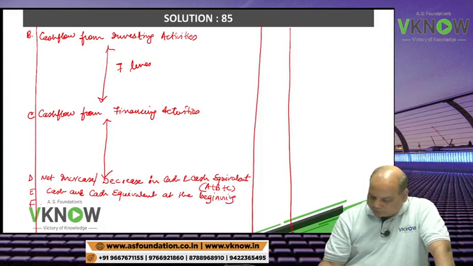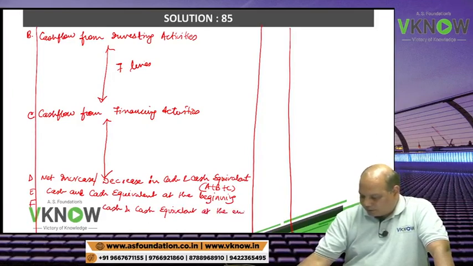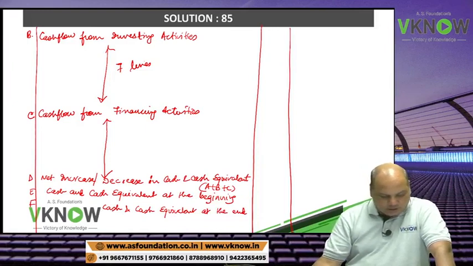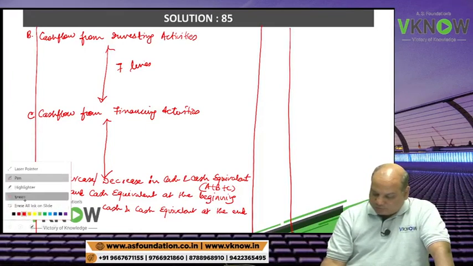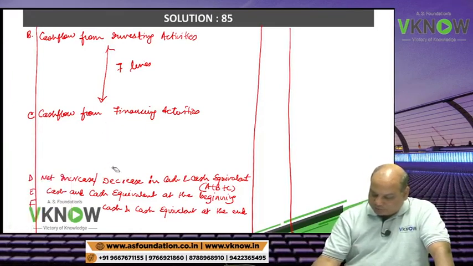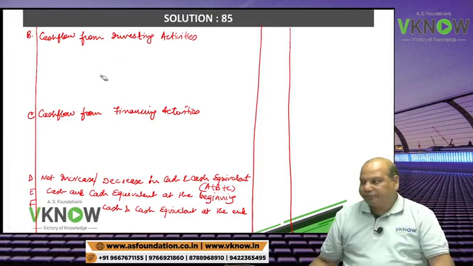And point number F, cash and cash equivalent at the end. And it should tally automatically. Then you have solved it correctly. If it doesn't tally, something is wrong.